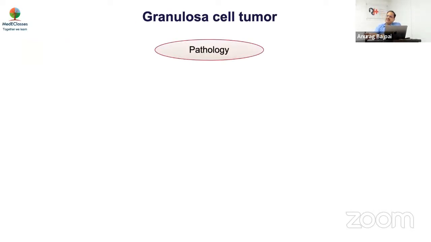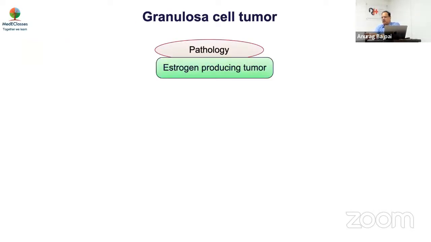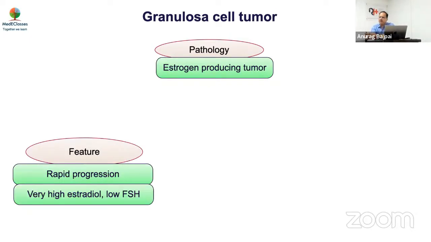Granulosa cell tumor is exceedingly rare, but it is known to occur in children. So it will basically have a very rapid production. Your estradiol levels will be sky high. If you talk about a cyst, what happened? There was a cyst, there's some bleeding, some breast development, and then it regresses. Here it will be a continued process. It will continue to grow from that perspective.